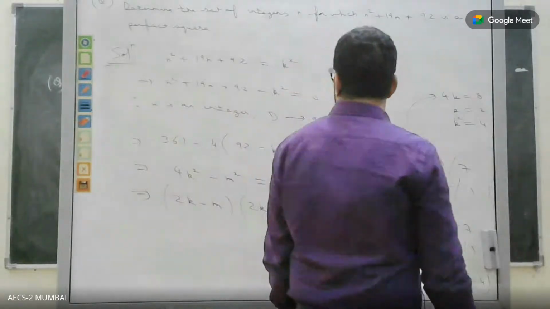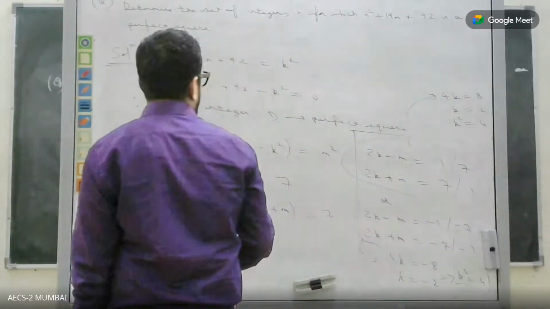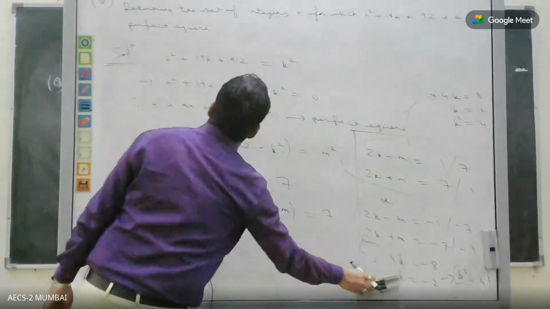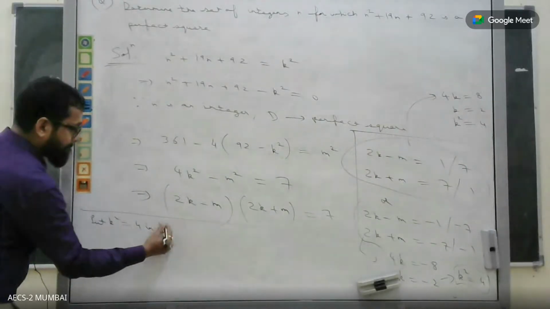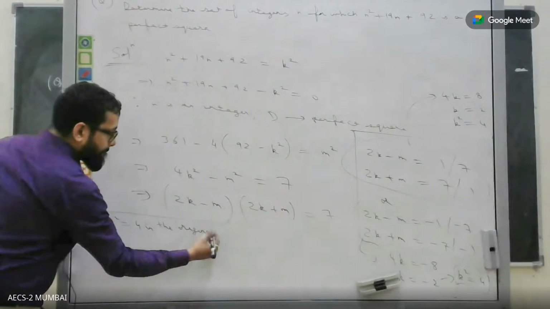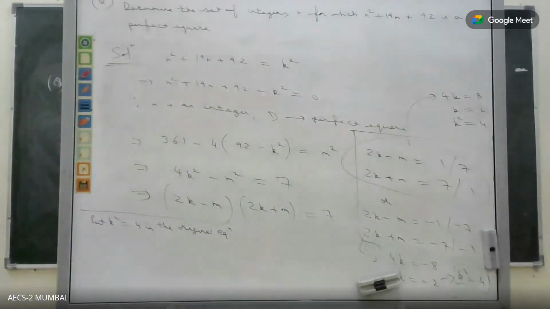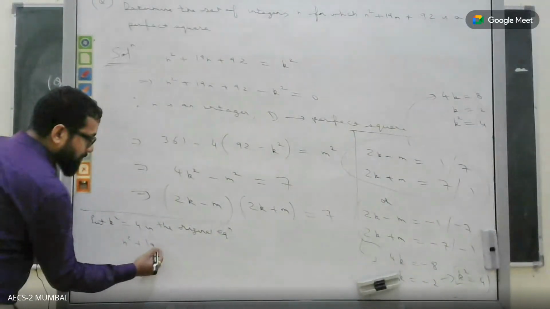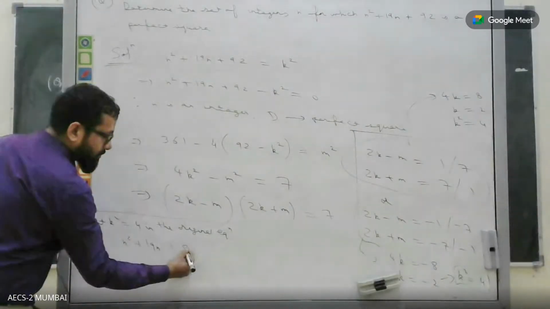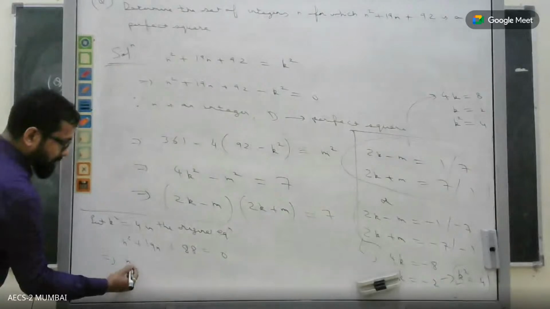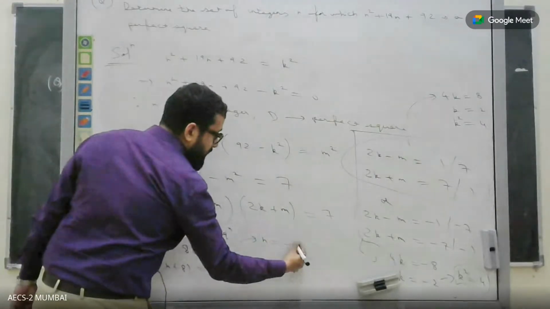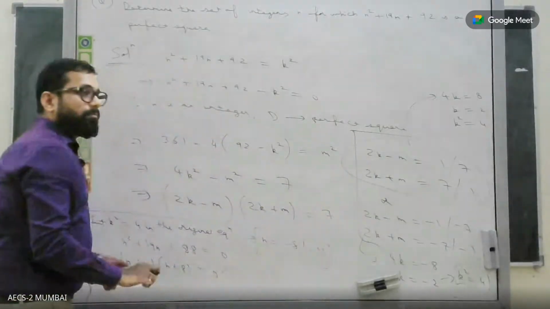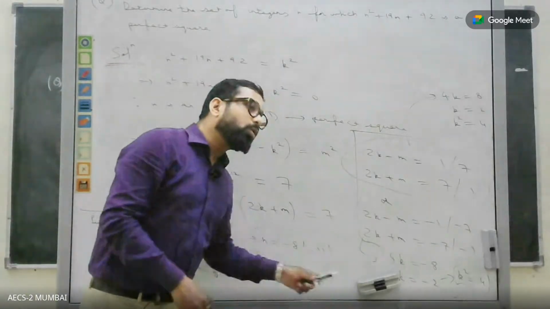So put k square equals 4 in the original equation. क्या मिलेगा मुझे? n square plus 19n plus 18. n is what? N is either -8 or n has two different values.